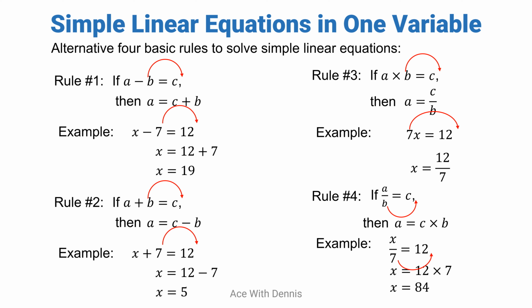As you can see here, these 4 basic rules are much easier to use because the concept is very simple. We can move a number from one side to the other side, then just switch the sign. If it is minus, it becomes plus. If it is plus, when we move it to the other side, it becomes minus. If it is multiplication, moved to the other side, it becomes division. And if it is division, when moved to the other side, it becomes multiplication.